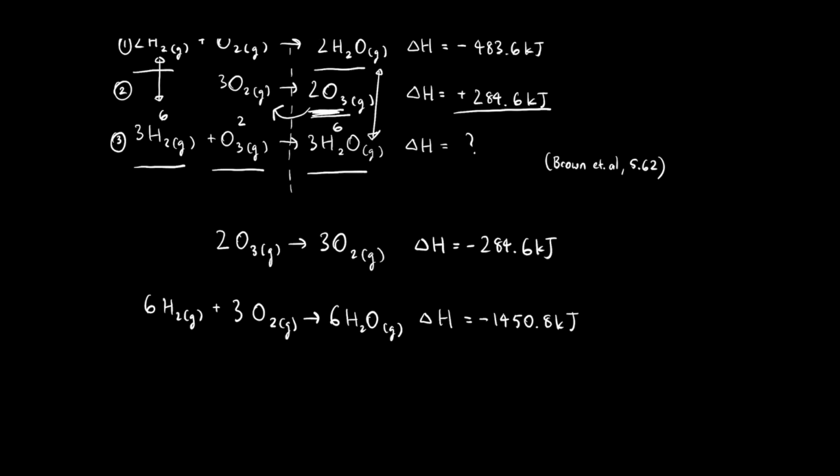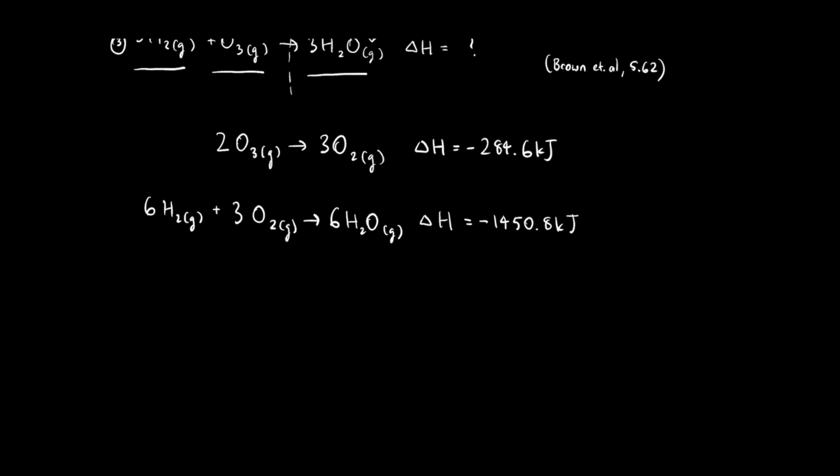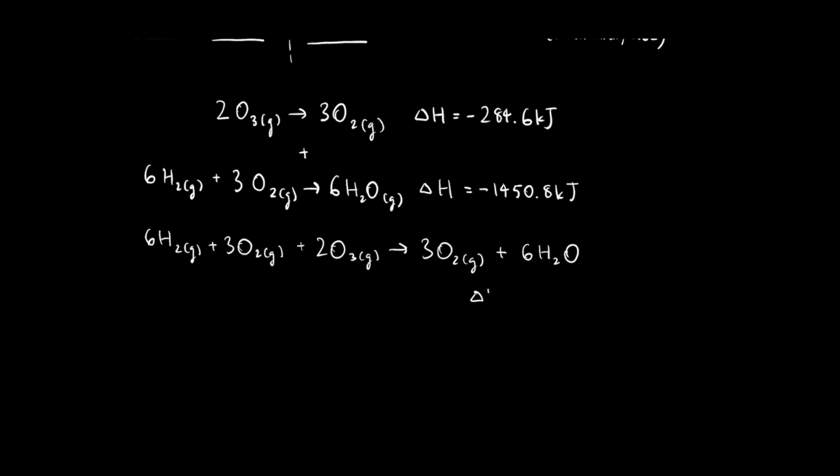Now that we have these two equations, we can see where this is leading us, because if we add these two equations together, we end up getting 6H2 gas plus 3O2 gas plus 2O3 gas gives us 3O2 gas plus 6H2O, with the delta H being simply the addition of these two negative numbers. If we add the two negative numbers together, we end up getting 1,735.4 kilojoules, and this should be negative.